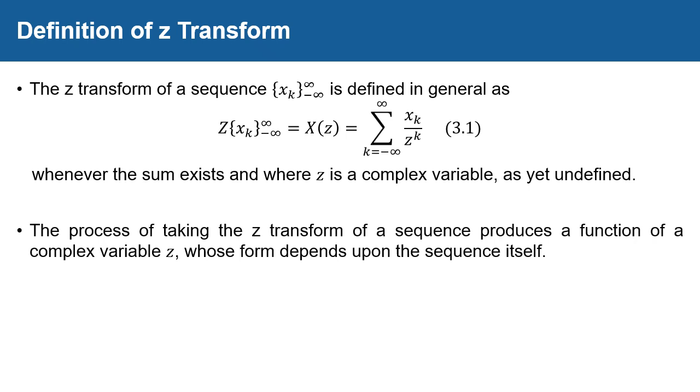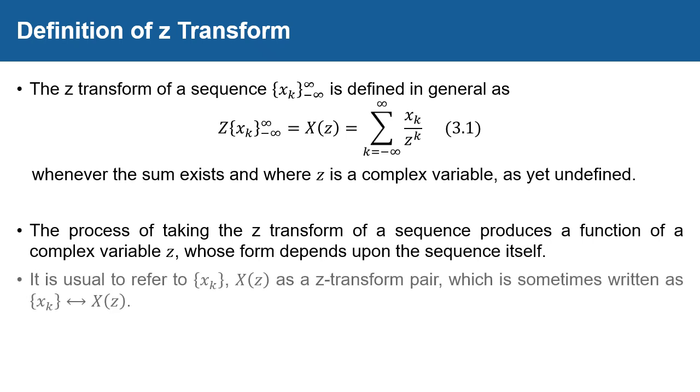The process of taking the z transform of a sequence produces a function of a complex variable z, whose form depends upon the sequence itself. It is usual to refer to x(k) and X(z) as a z transform pair, which is sometimes written in this form.